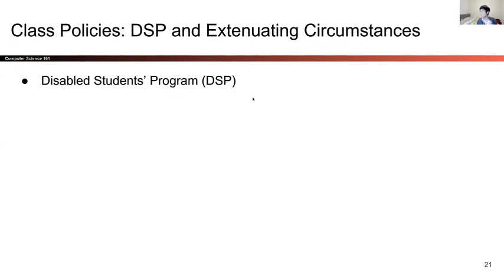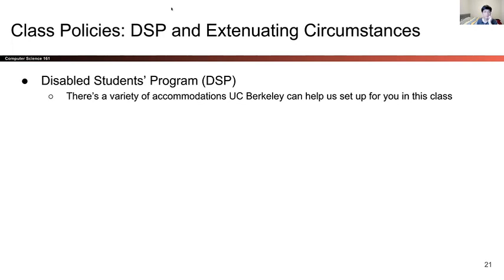Hello, I'm here to talk to you about DSP. That is the Disabled Students Program at UC Berkeley. This is the office that will help get folks set up with accommodations. There's a wide variety of things that they offer. Our school is really rad about that.